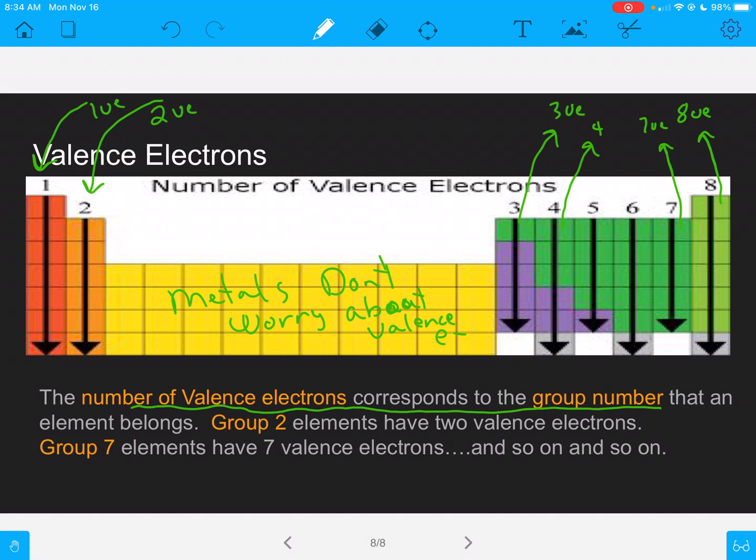Okay, so if you're in group 2, guess what? You're going to have 2 valence electrons. If you're in group 7, you're going to have 7 valence electrons, and so on and so on. Got it?